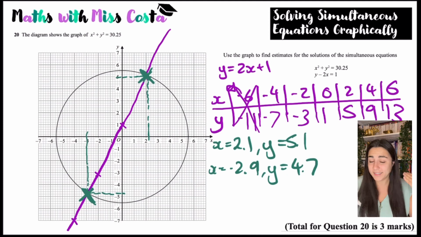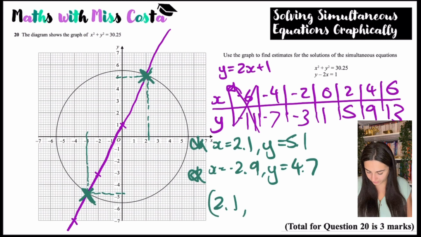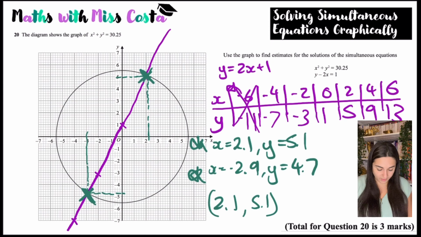Literally draw the line on, see where it intersects, and write down the coordinates. So it's always going to be 4 coordinates if one of them is a quadratic. So any part where they intersect. So obviously there's 2 points of intersection. So x is 2.1 when y is 5.1, and x is 2.9 when y is 4.7. You could write it as coordinates as well, like 2.1, 5.1, and so forth. Whatever you want, but that's that one.